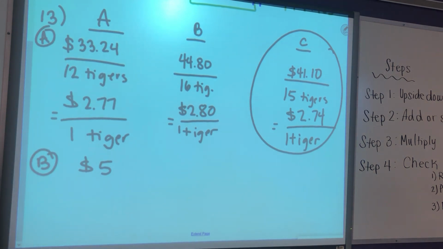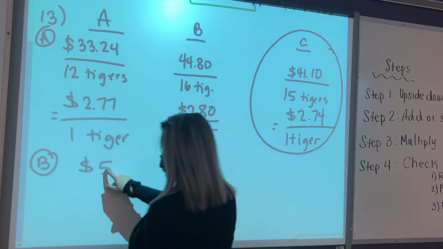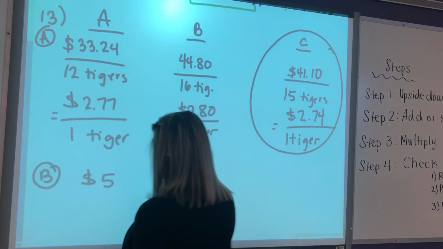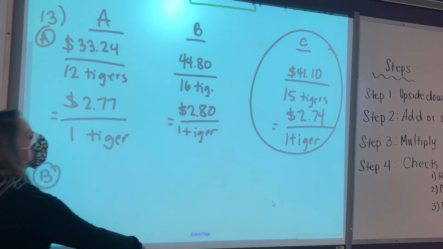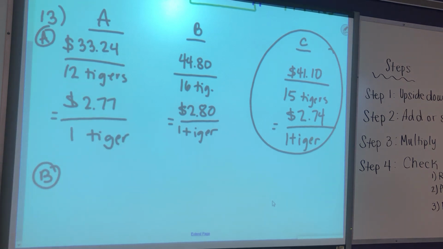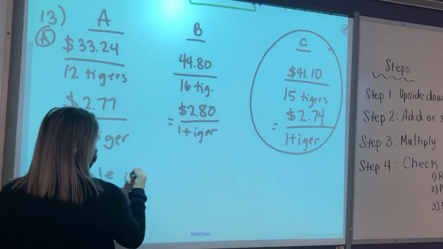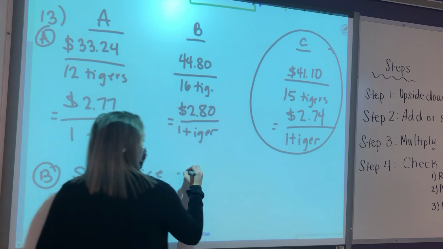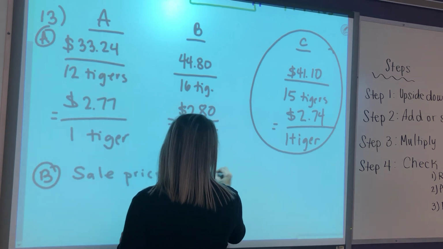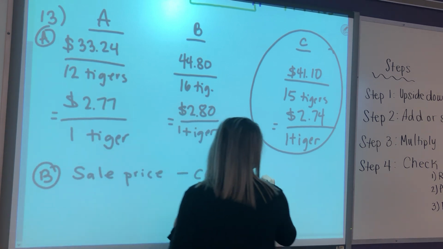Okay, Danica? $2.26. Okay, can you tell me how you figured out $2.25? You subtract the $2.74 from $5. Very good. So, whenever we're talking about profit of an item, we're talking about sale price minus cost, and that's equal to our profit.